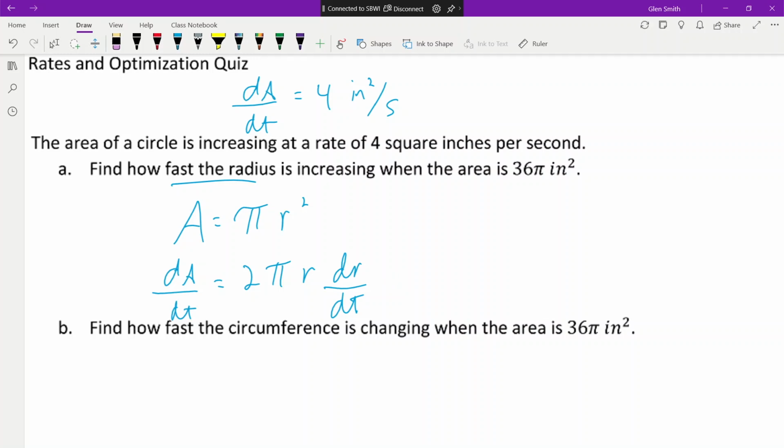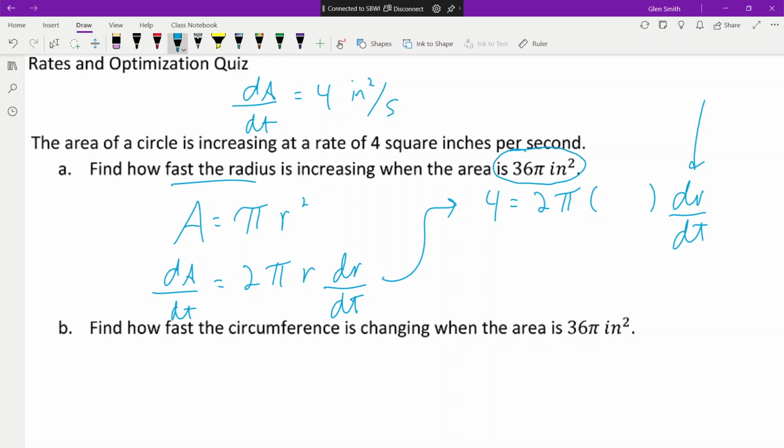So dA/dt is 4. Boom. We have 2 pi r, I don't know r, and we need to know that, because what I'm looking for is dr/dt, right? This is what I'm missing. So we've got to find r. Somewhere in this question, the book, the test, whatever teacher you have in the future, has to tell you something. And they tell you that the area of the circle is 36 pi square inches.